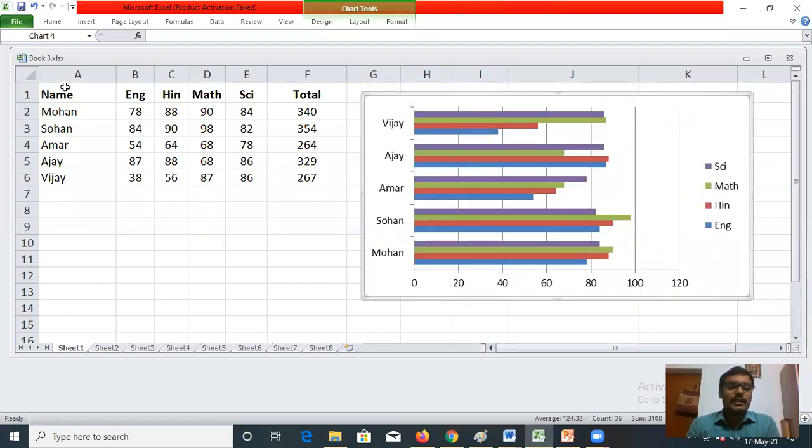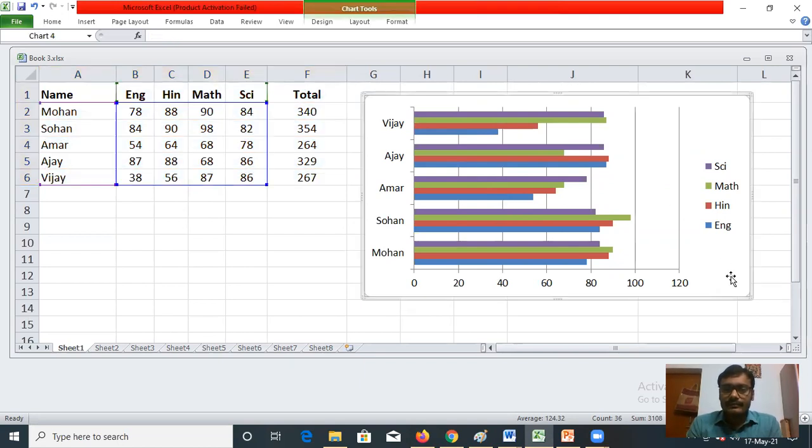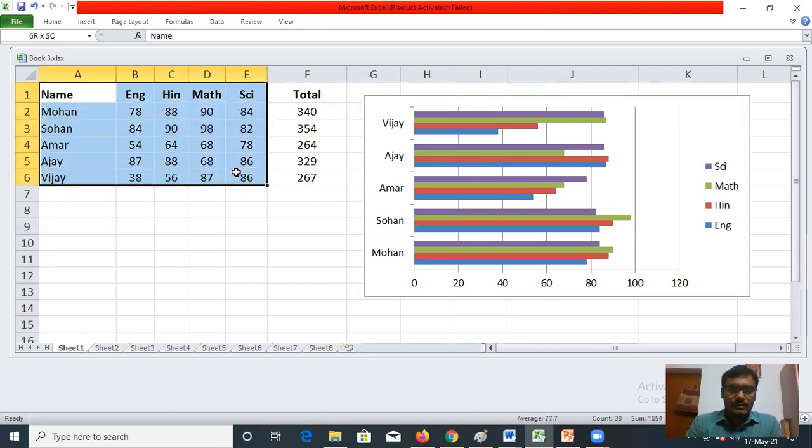which I have already created. You can see this is the data. According to this data, I have created this bar chart. So when you click on this chart, it automatically selects the data. You can see name, English, Hindi, Maths and Science. These are the subjects, English, Hindi, Maths and Science, and these are the names of different students. So according to this data, this chart has been created. The data which has been selected, the chart has been created for the same data. I have selected the data, and according to this data, the chart has been created.